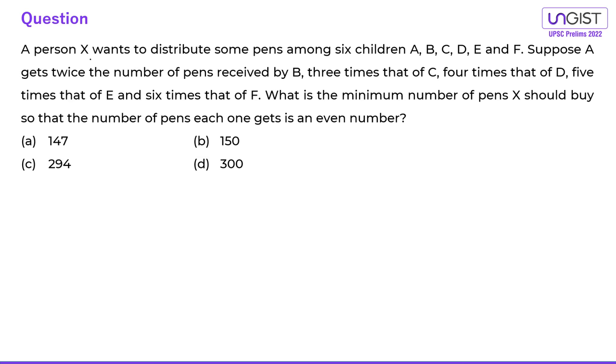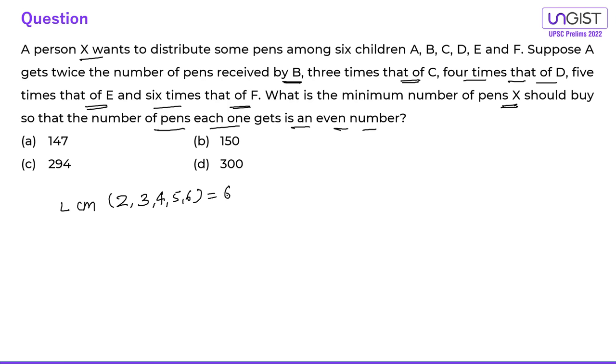The next question asks: a person X wants to distribute some pens among 6 children, A, B, C, D, E, F. Suppose A gets twice the number of pens received by B, 3 times that of C, 4 times that of D, 5 times that of E, and 6 times that of F. What is the minimum number of pens X should buy so that the number of pens each one gets is an even number? Here we need to take the LCM of 2, 3, 4, 5, 6, because the number of pens received by A should be divisible by 2, 3, 4, 5 and 6. The LCM of 2, 3, 4, 5, 6 is 60.